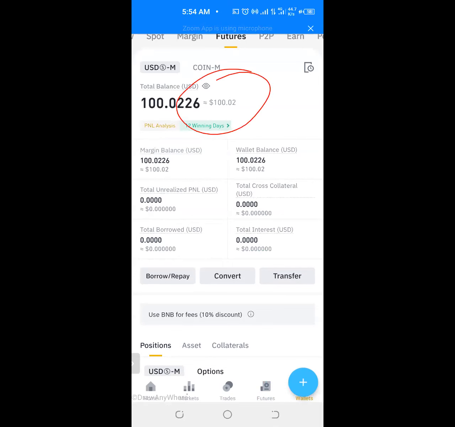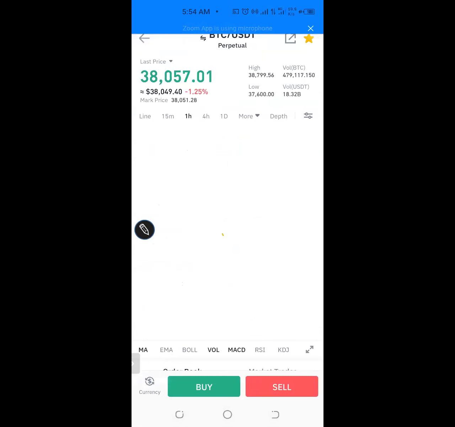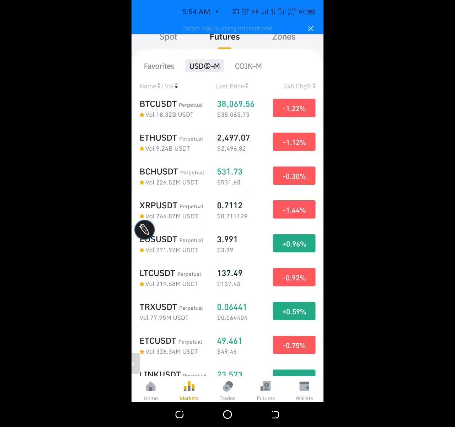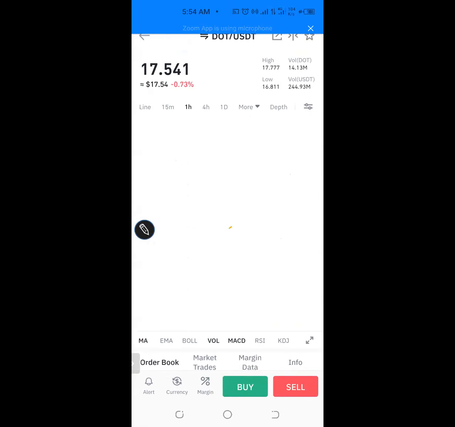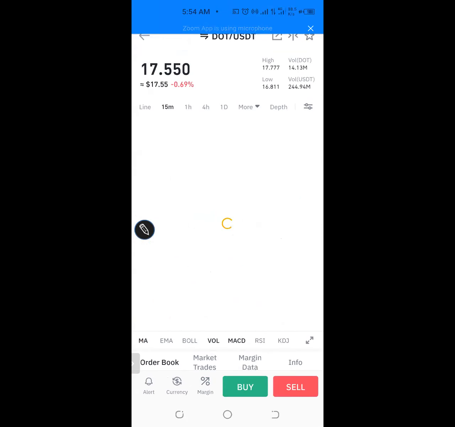So let me stress again the aspect of leverage. Let's go back to the futures market. Now, let's say I want to speculate on the price of Bitcoin. Let's say I'm saying that, okay, look, guys, the price of Bitcoin is going to rise. I need to buy this dip.